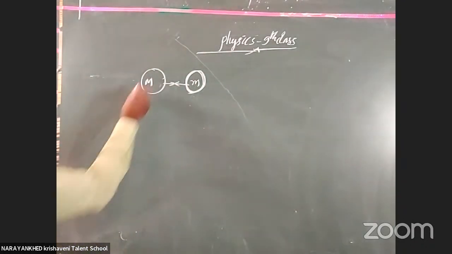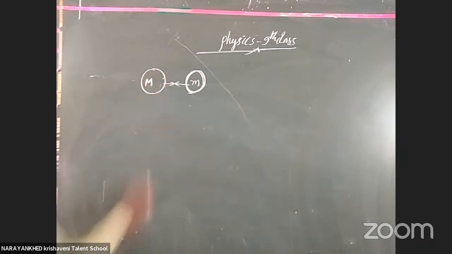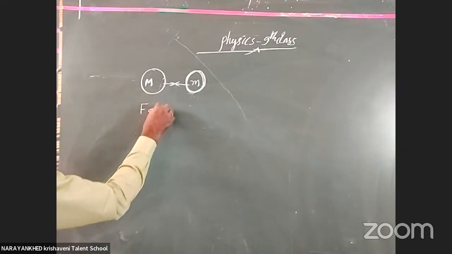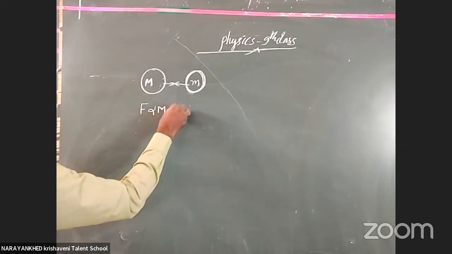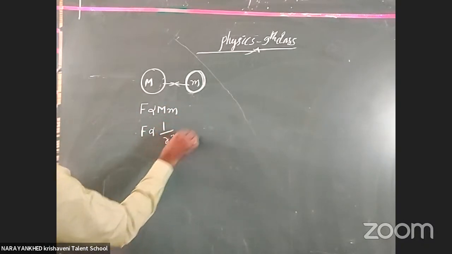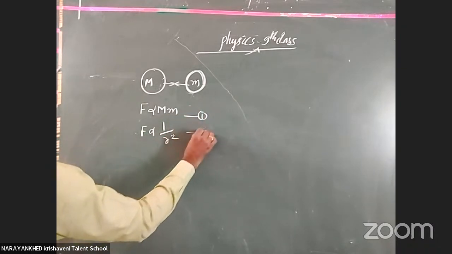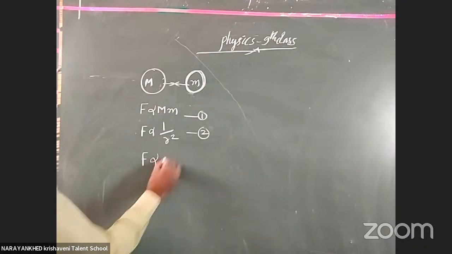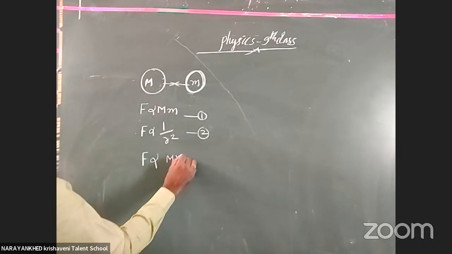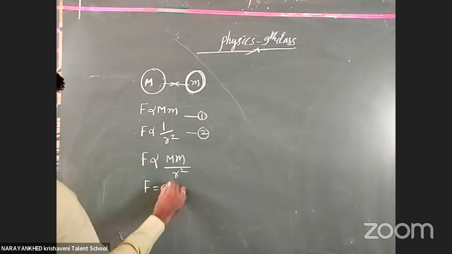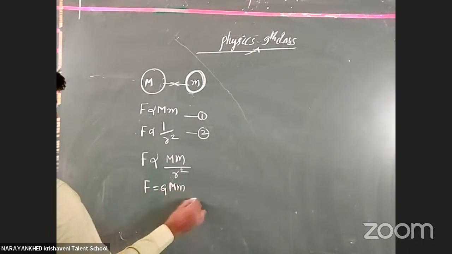This attraction force is directly proportional to the product of its masses, and it is inversely proportional to the square of the distance between them. This is equation number 1. This is equation number 2. Combined together, it is written as F is equal to G into M m by r square.